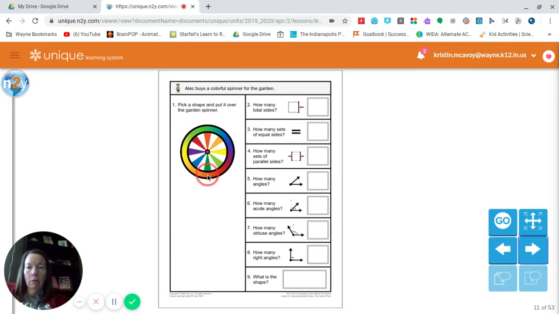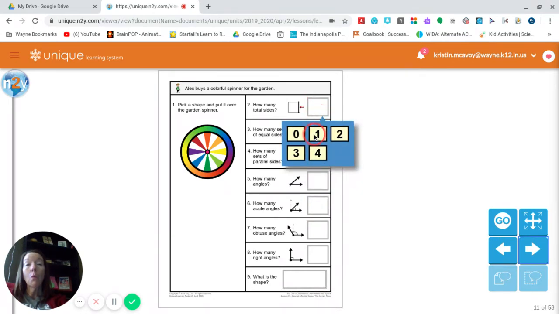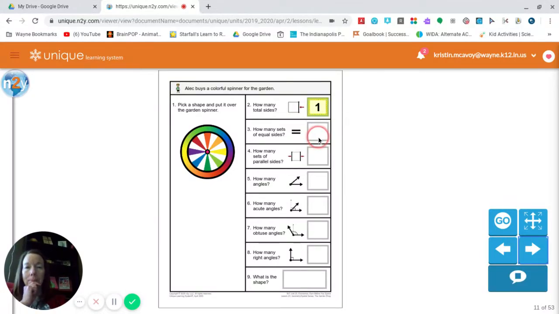Okay, so that's question 1. Question 2, how many total sides? How many sides does a shape like this have? All the way. Do you remember? It was on Geometry Chart 2. That's right. It has 1 side.